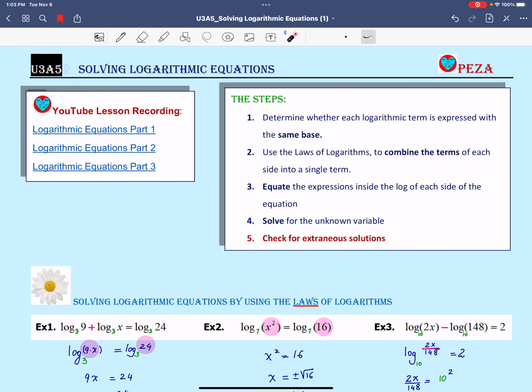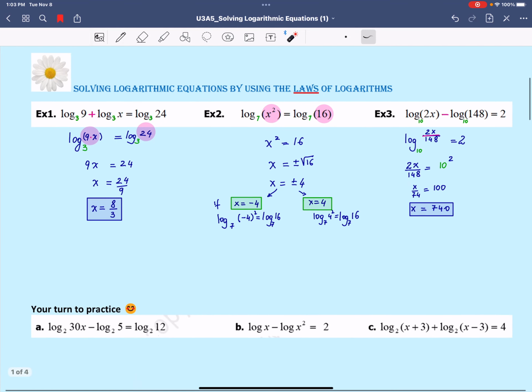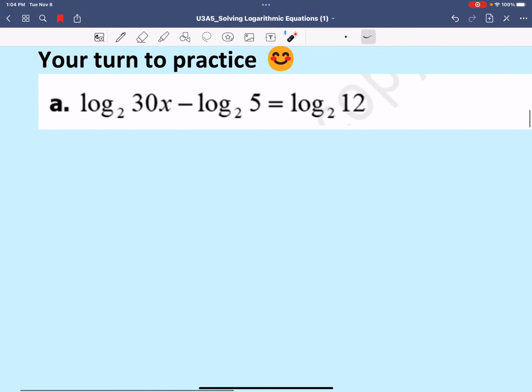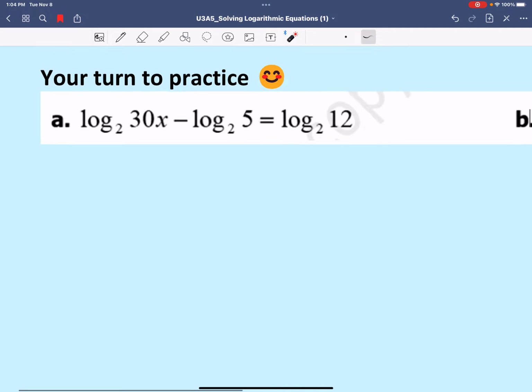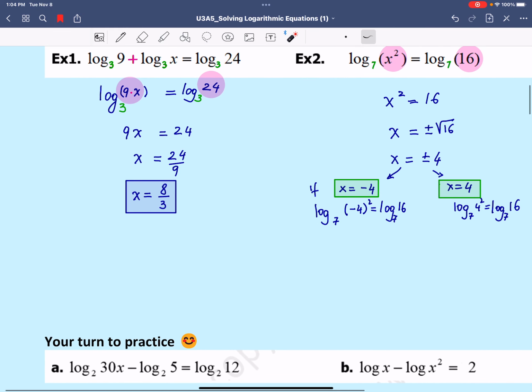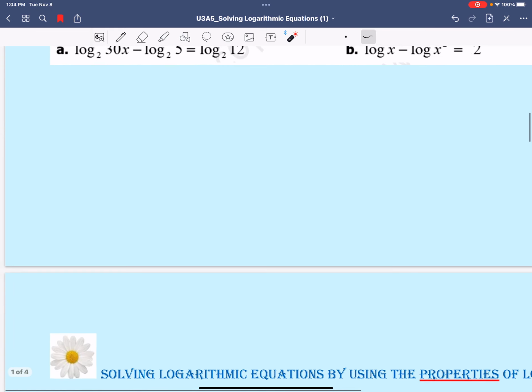Welcome back to the Solving Logarithmic Equations lesson, and now we'll continue with some practice questions. We'll start off with practice question A. Before you watch this video, try to practice these questions on your own and try to find resemblance between the equations in the practice and the examples taught before.